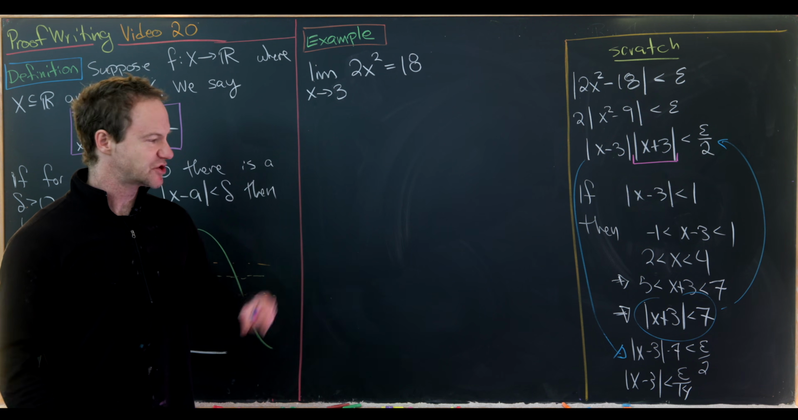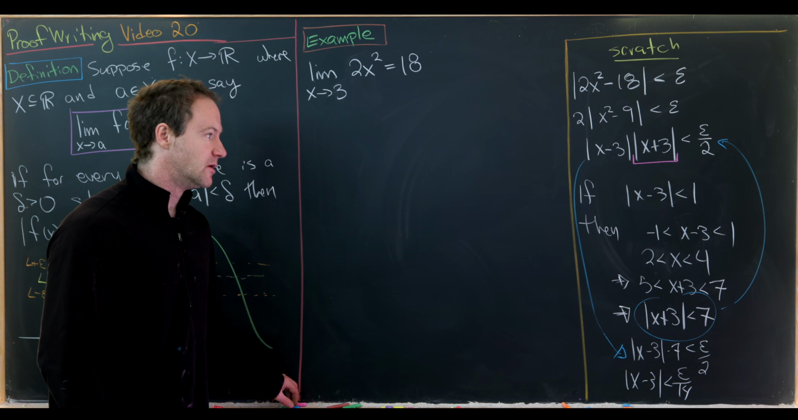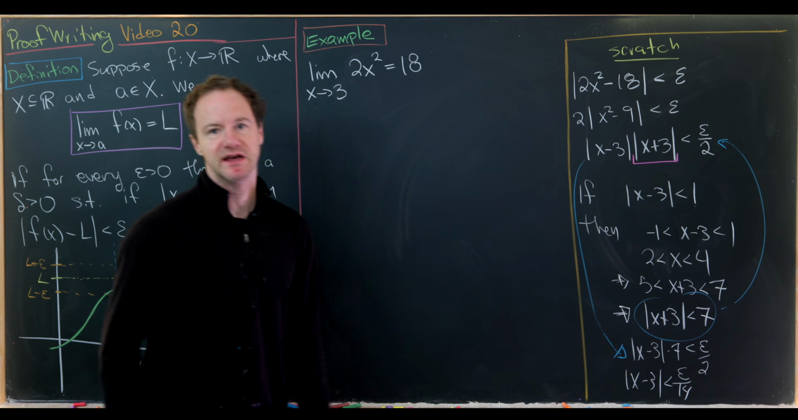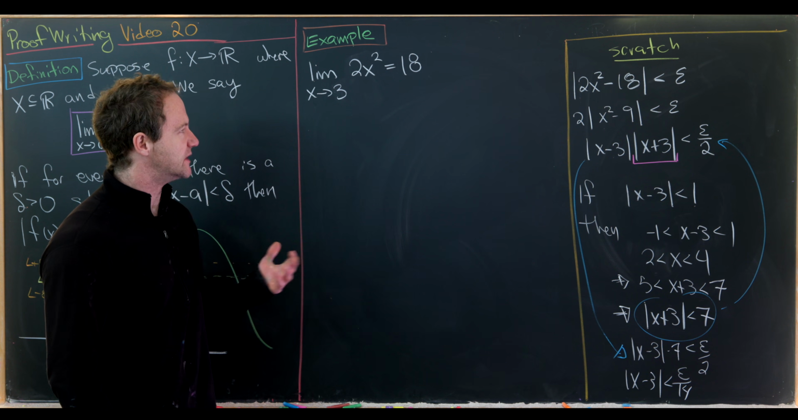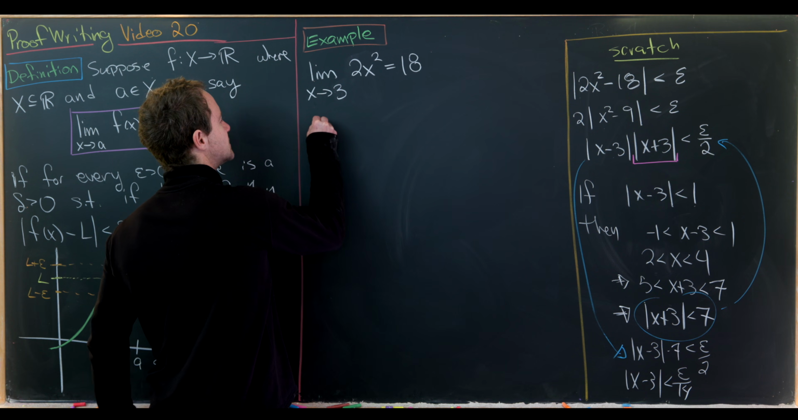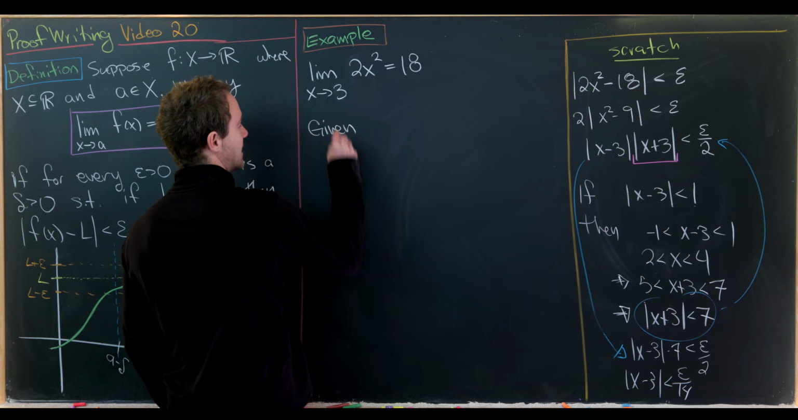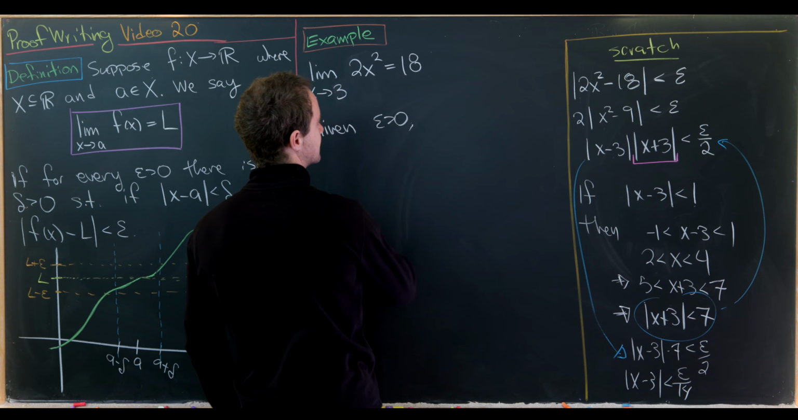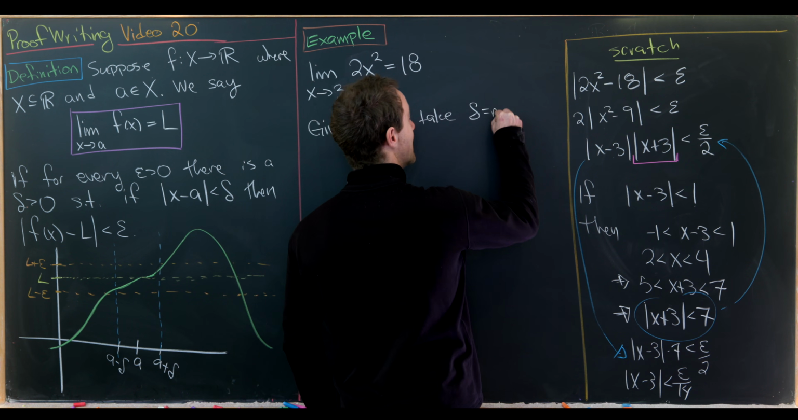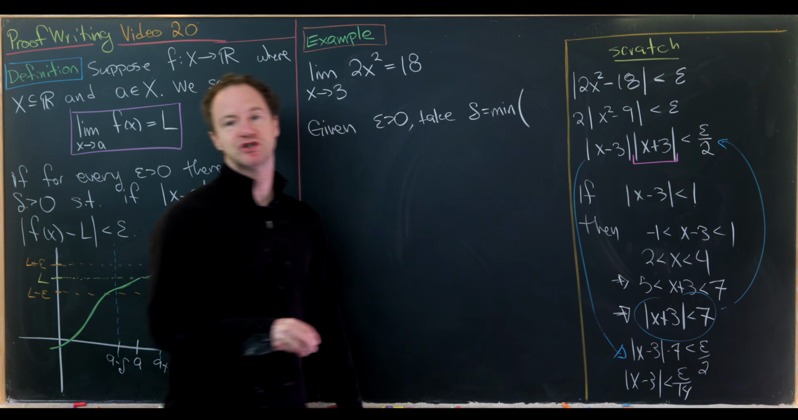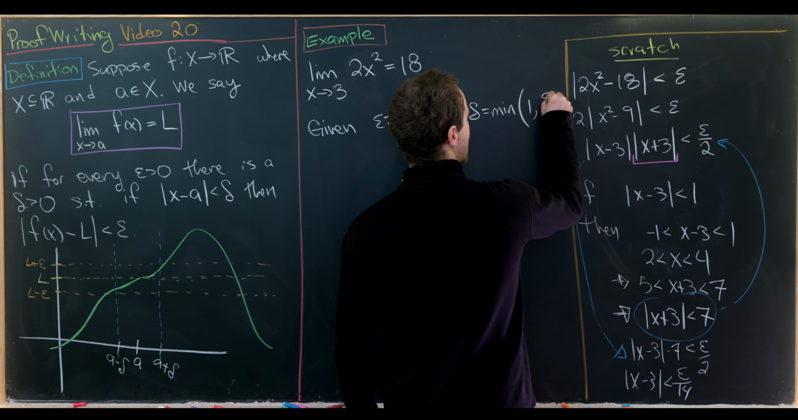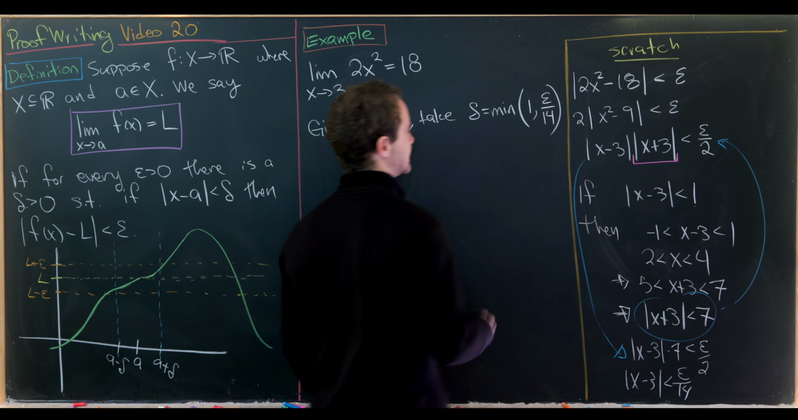So that tells us that should probably be our delta, but notice our delta should also be less than 1 based off of this. So the real problem is how to encode that in our solution. So let's maybe see how we might do that. Let's say we are given an epsilon bigger than 0. Let's take delta to be equal to the minimum of the following two numbers. One number will be 1, and the other number will be epsilon over 14.